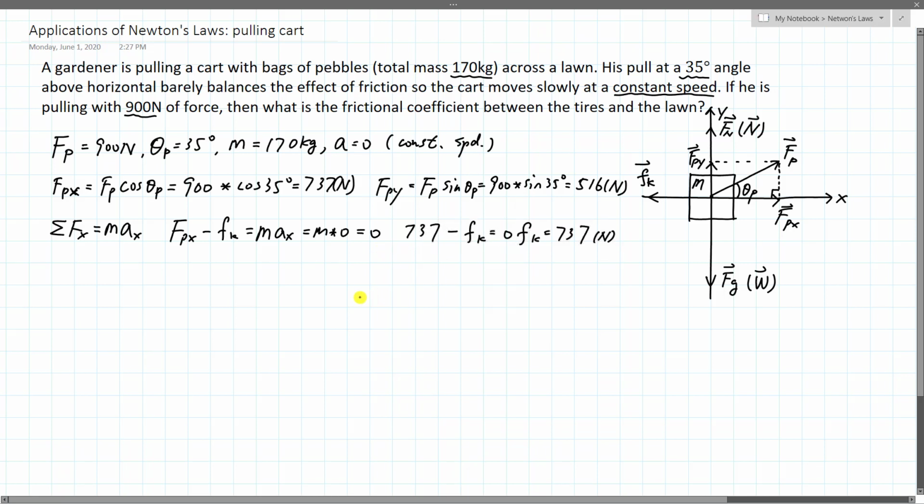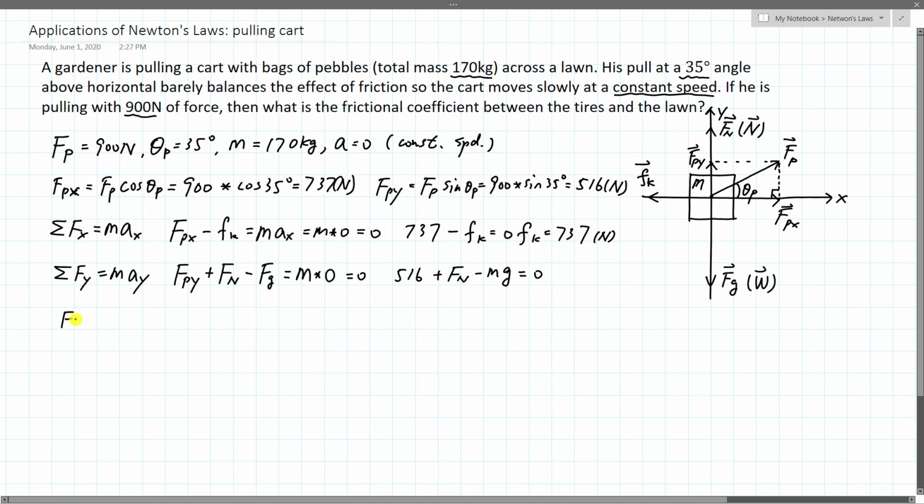Okay, so let's go ahead and solve the y direction. We need to sum the forces in y and equate that with mass times acceleration in y. Since I have this force decomposed, I have Fpy plus normal force Fn or N minus gravity Fg or the W, that's equal to mass times acceleration. Acceleration y is 0 because the cart only moves in the x direction, the y direction has no motion, so this is 0. So Fpy, we have 516, plus normal force, we don't know, minus gravity. Gravity is mass times acceleration of gravity, equal to 0.